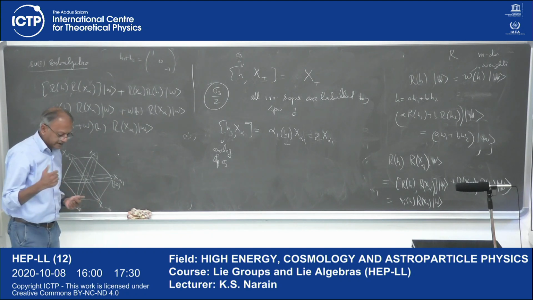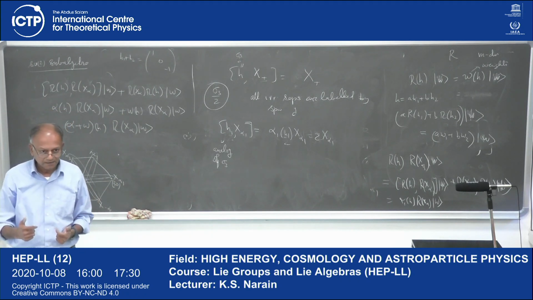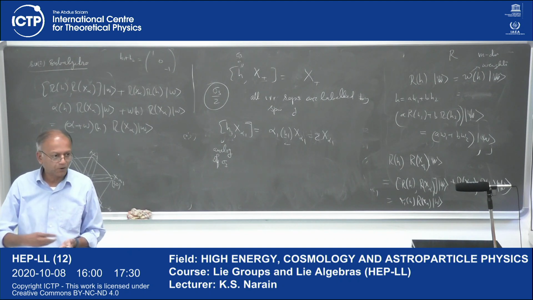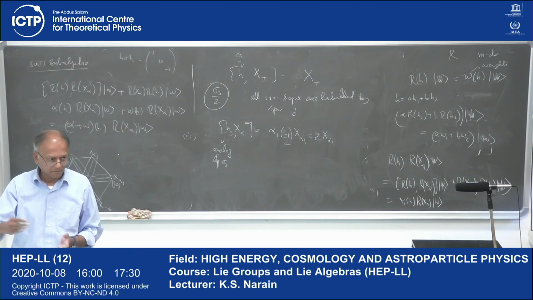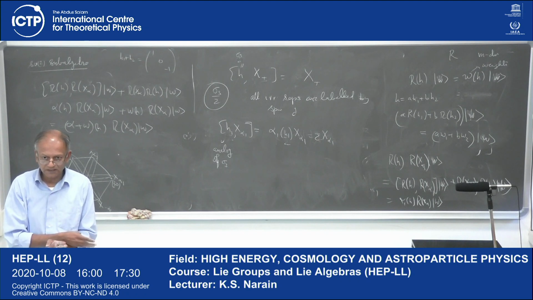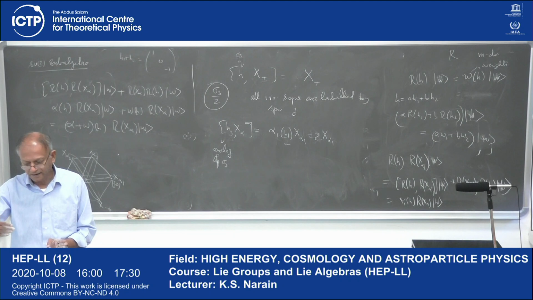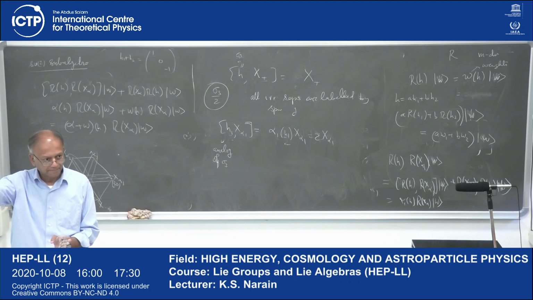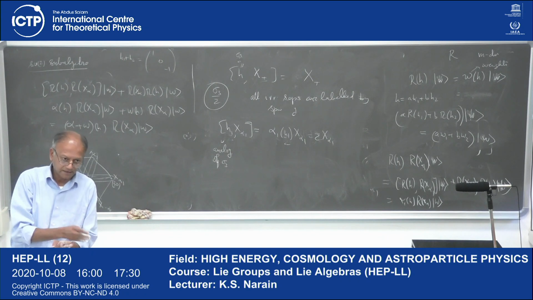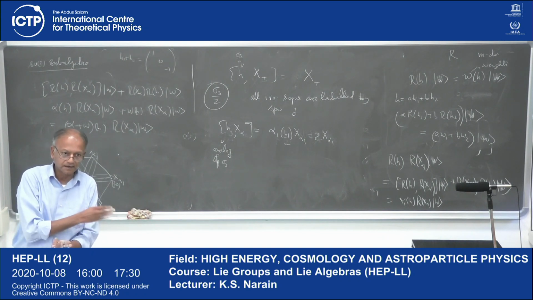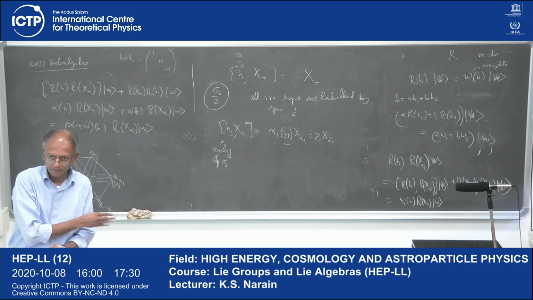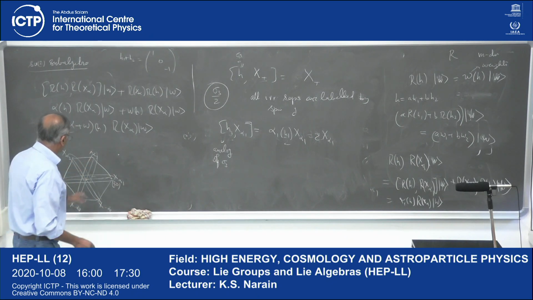Now, what was special about J plus? We said it's a positive root, and J minus was a negative root. Every time J plus was applied, the eigenvalue kept increasing in the positive direction, whereas when you apply J minus, eigenvalues start decreasing in units of minus 1. So here also it will do the same.